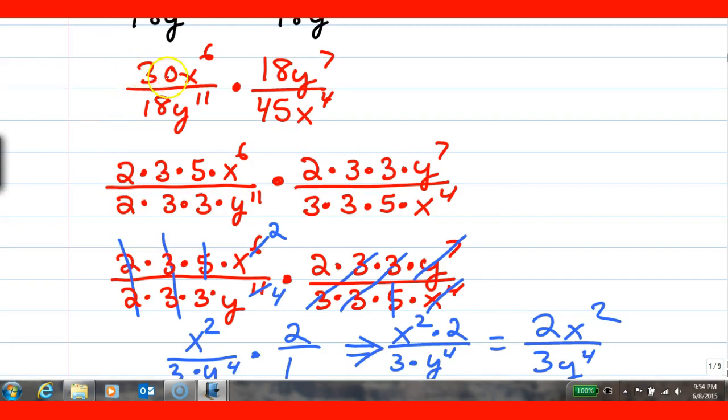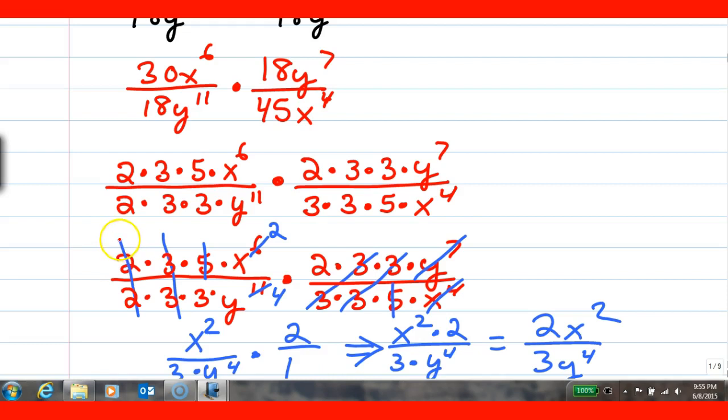So if I look at the 30, I can break it down into its prime numbers: 2 times 3 times 5 times my x to the 6th. My 18 can break into prime numbers: 2 times 3 times 3 equals 18, times my y to the 11th. My 18 in the top can also do the same: 2 times 3 times 3 times y to the 7th. And then the 45 breaks down to 3 times 3 times 5 times x to the 4th. Now I can start canceling.